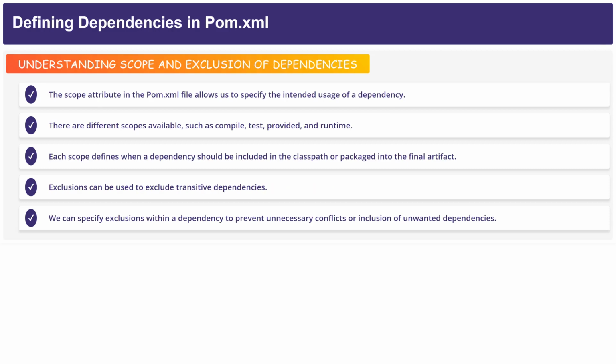The scope attribute in the Pom.xml file allows us to define the intended usage of a dependency. We have different scopes available, such as compile, test, provided, and runtime. Each scope specifies when a dependency should be included in the class path or packaged into the final artifact. Additionally, we can use exclusions to prevent the inclusion of unnecessary transitive dependencies. By specifying exclusions within a dependency, we can control which dependencies are included in our project, avoiding conflicts and unwanted dependencies.